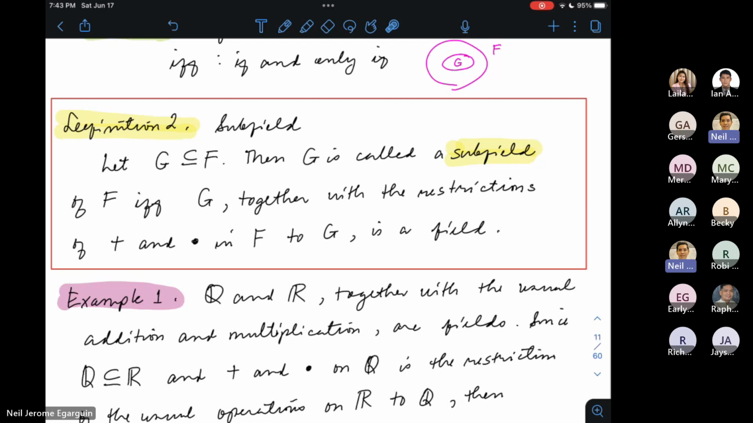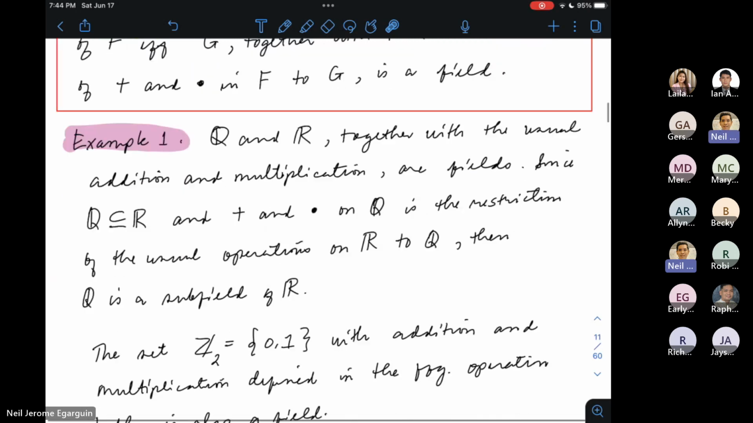Then we say si G ay subfield ni F. Parang anak na field siya ni F. But the crucial things are, si G dapat subset ni F, tapos yung addition at multiplication ni F at saka ni G dapat ay parehas na parehas. Kung si G ay field pa rin, then it is a subfield of F. Okay? So let's look at some quick examples.